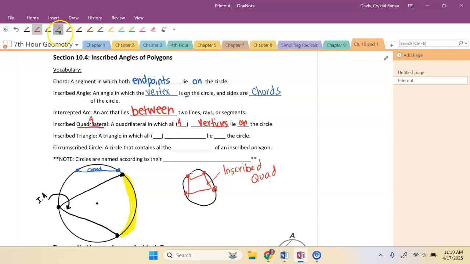Now, an inscribed triangle, it's the same thing. All 3 vertices lie on the circle. So if I say this vertex, this vertex, if I connect them all, there's my inscribed triangle.